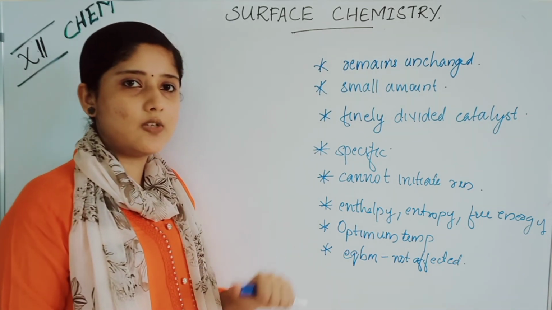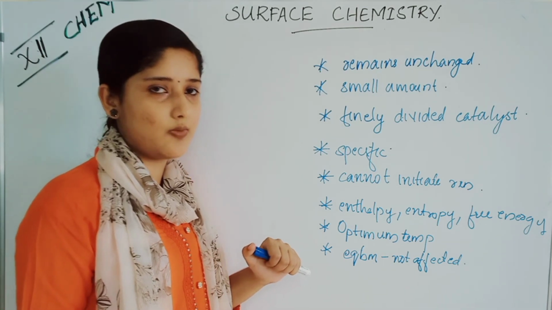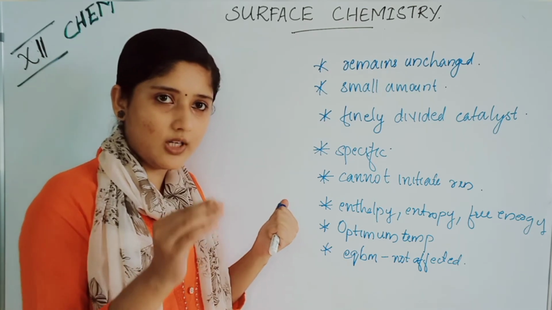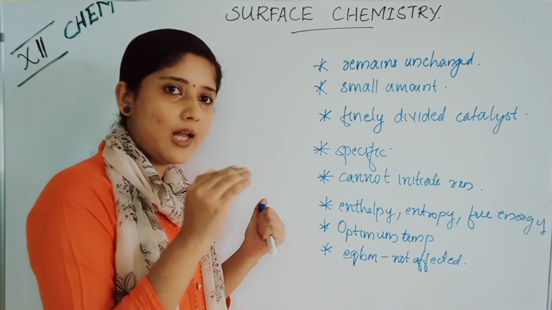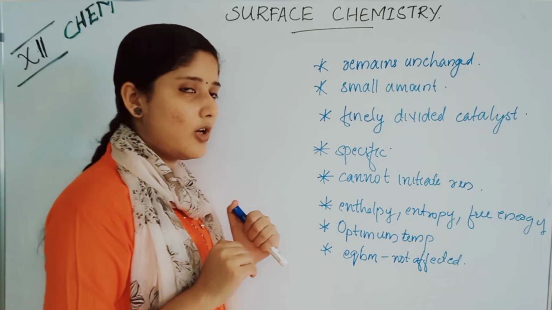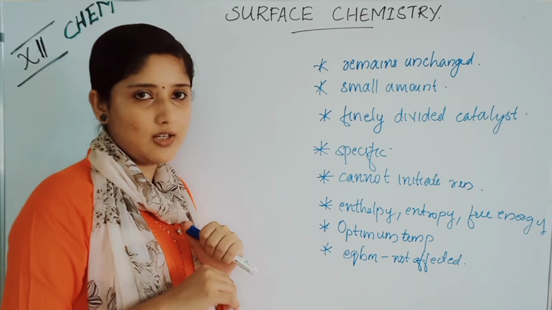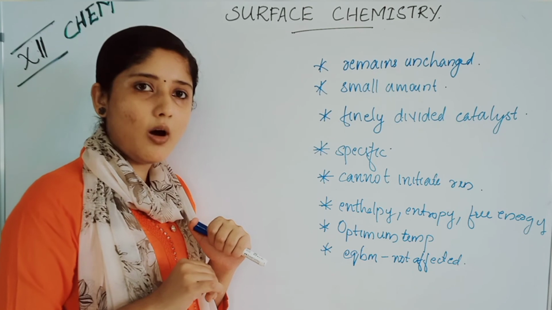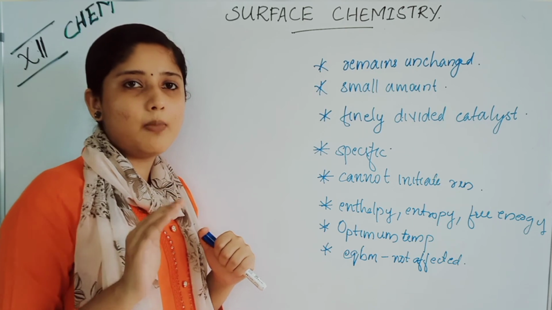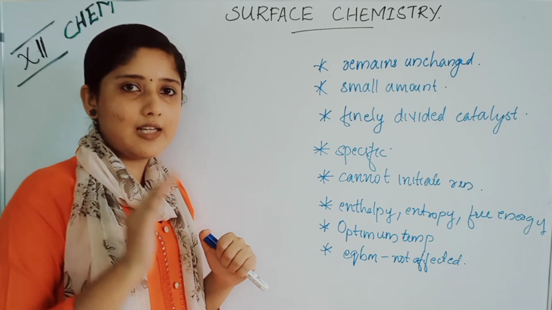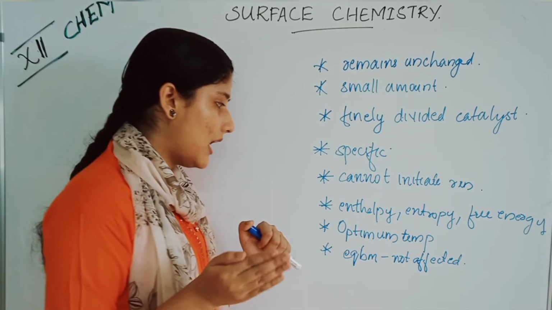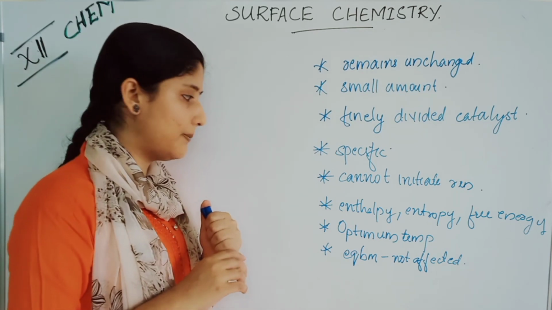Catalysts are usually specific in nature is the next point. They are highly specific. A catalyst cannot initiate or start a reaction. That is an important point. It will not initiate a reaction, but only helps in increasing the rate of that chemical reaction. Next important point is it will not affect the enthalpy, entropy or free energy. They will not be altered. Next is the term optimum temperature. It is a particular temperature at which the action of a catalyst is at its maximum. It is highly efficient at that temperature. That particular temperature is called optimum temperature.